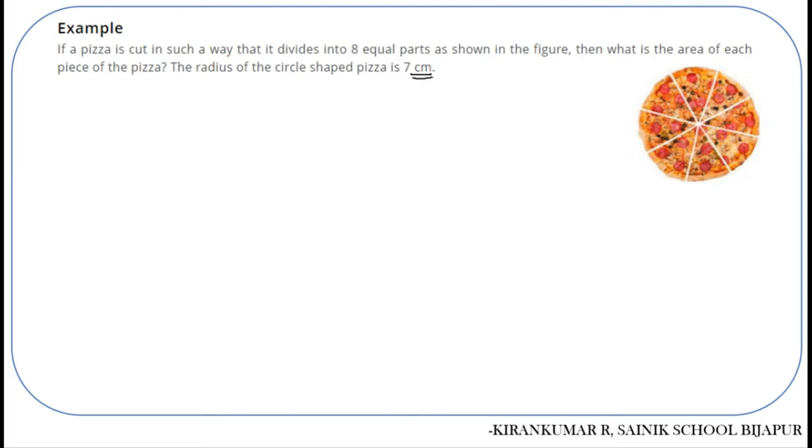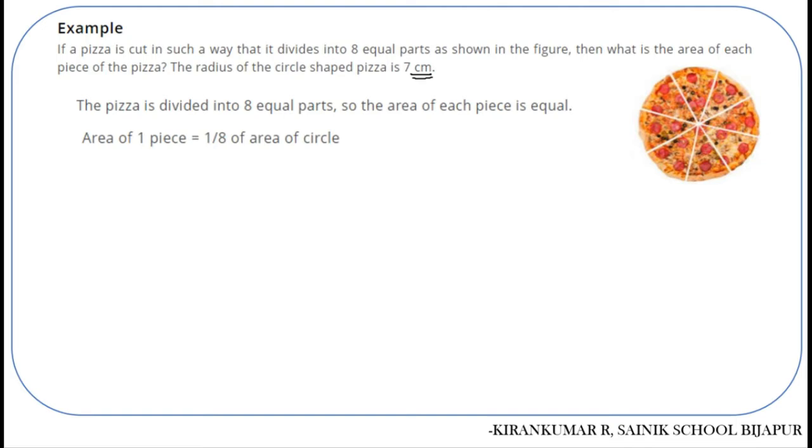Here the pizza is divided into 8 equal parts, so area of each piece is equal. Area of one piece will be 1 by 8 of the circle. 1 by 8 times pi r square, so 1 by 8 to be multiplied with 22 by 7. Here r square is 7 into 7. The unit will be in terms of centimeter square. Hence, we get 77 upon 4 centimeter square.